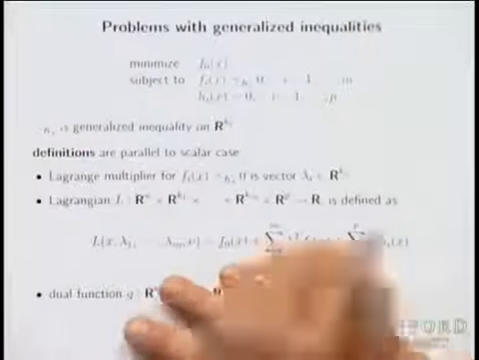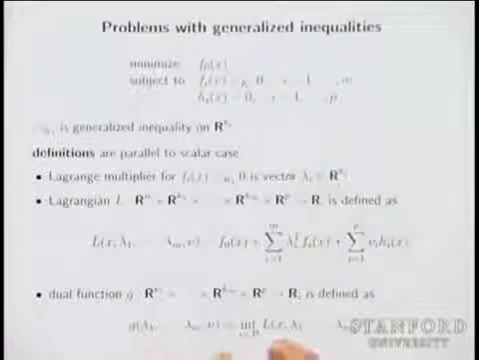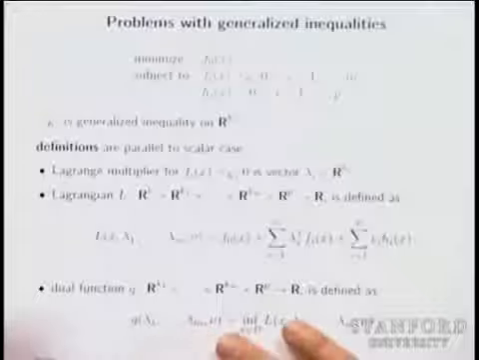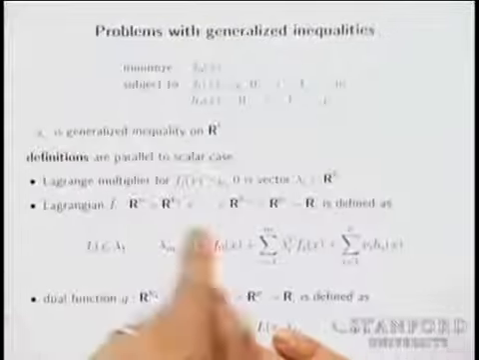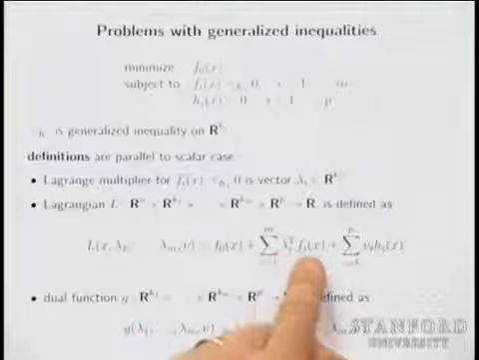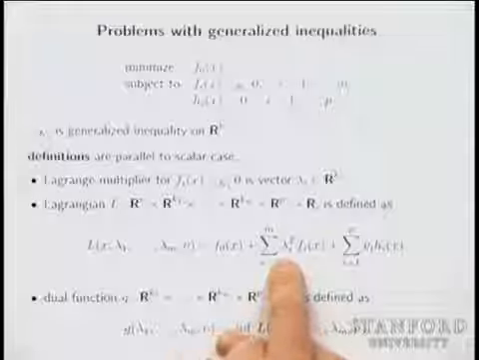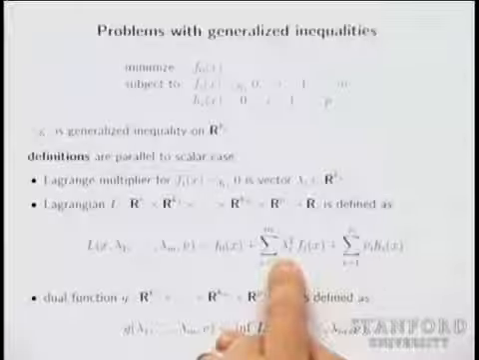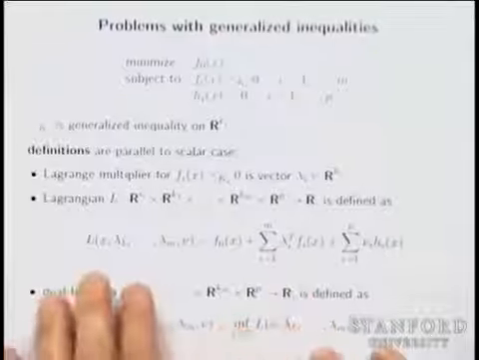So here we're going to look at the case where fi of x is a vector, and everything works the same, except, remember how it works in the scalar case, we form lambda I fi. But now fi is a vector, so it's not surprising that lambda I has to be a vector too, and this becomes an inner product, lambda I transpose fi. That's fine.